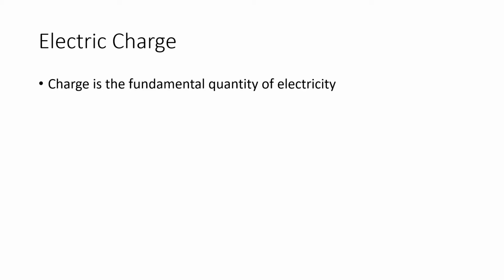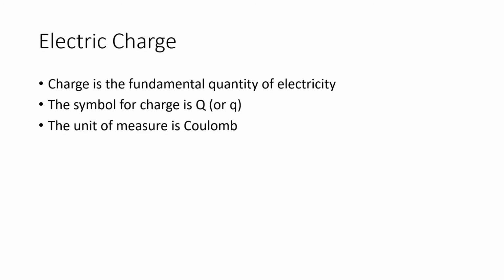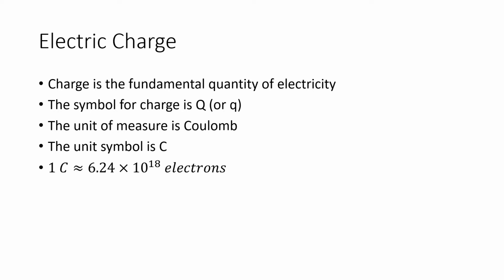Now, the first quantity to define is electric charge. Electric charge is the fundamental quantity of electricity. The symbol for charge is the letter Q. The unit of measure is the coulomb. The unit symbol is the capital letter C. 1 coulomb is defined as the presence or absence of 6.24 times 10 to the 18th power electrons.